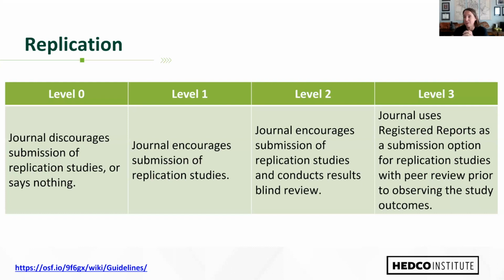It'll be given equal footing as an original study. A level 2 journal says we not only encourage or welcome replication studies, but we first want to conduct what's sometimes called results blind review, where you first submit to us the introduction and the methods section of your article. We do a peer review just on those 2 sections, and we compare the methods of your replication study to the original study to confirm whether or not we think it's a fair test, a fair replication.